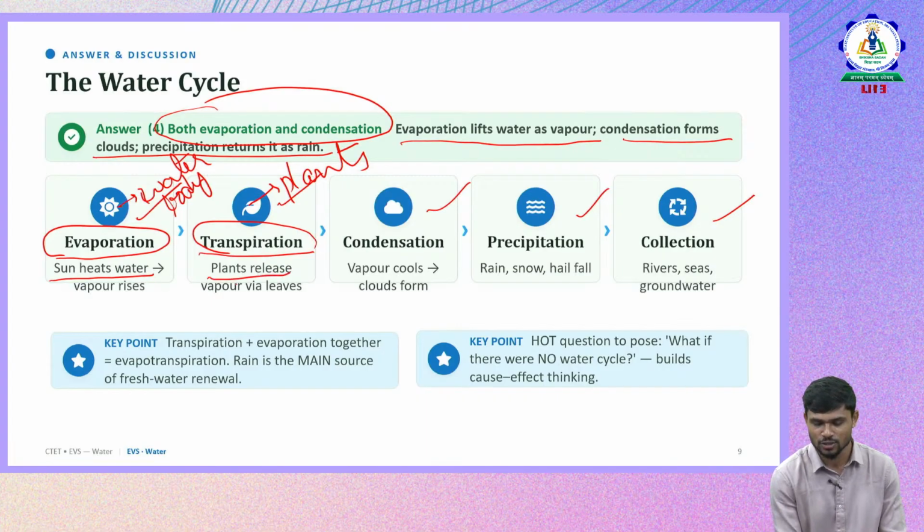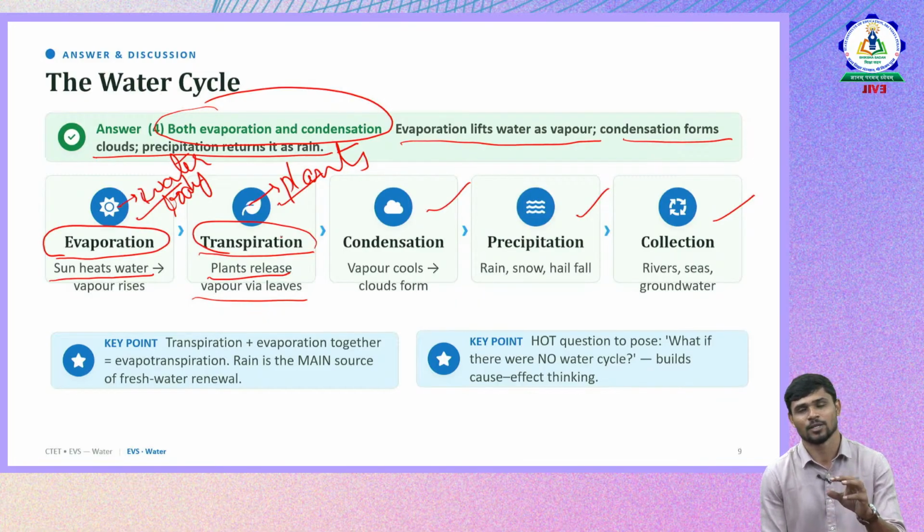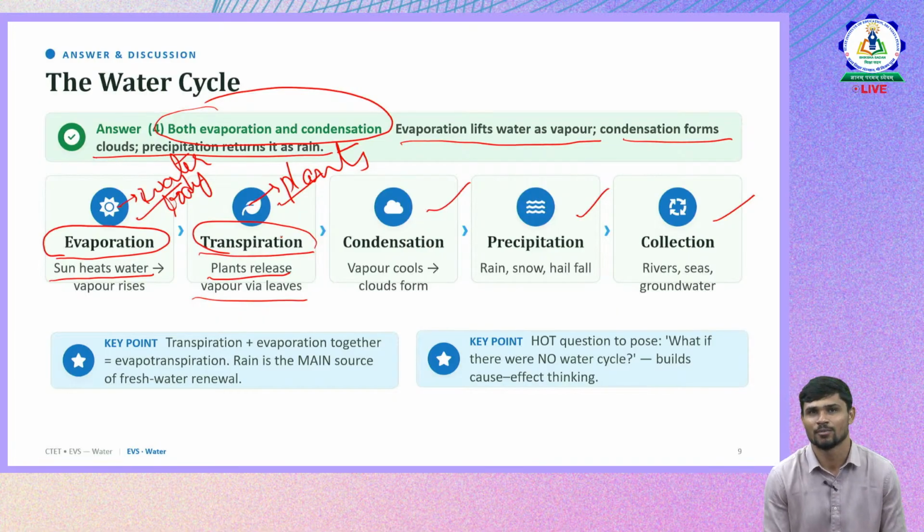So plants release water vapor via leaves. We all know that plants take water, collect water for their photosynthesis and for preparation of food. So the water that is present in the plants also leaves the plants in a vapor form during hot weather. This process is called transpiration. Plants losing water in a vapor form through the tiny pores that are present in the leaves is called transpiration, whereas if water is leaving from water bodies, that is evaporation.